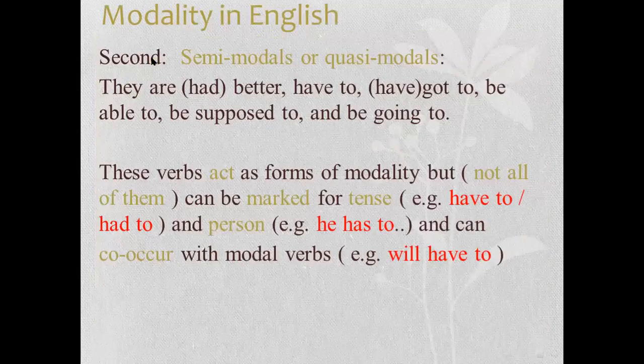And the second type of modals is semi-modals or quasi-modals. You can see that they are had better, have to, have got to, be able to, be supposed to, and be going to. They are called semi-modals or quasi-modals. These verbs act as forms of modality, but not all of them. They can be marked for tense, like have to and had to, and for person, has to, and they can co-occur with modal verbs, like will have to.